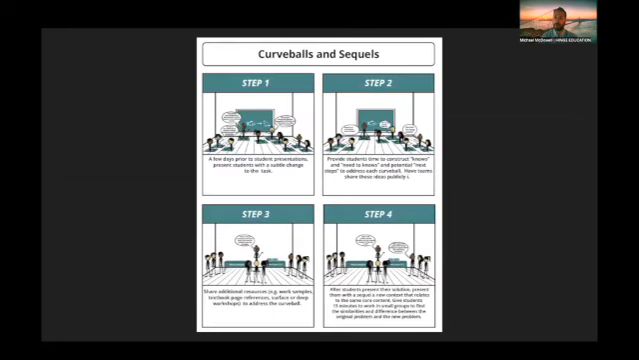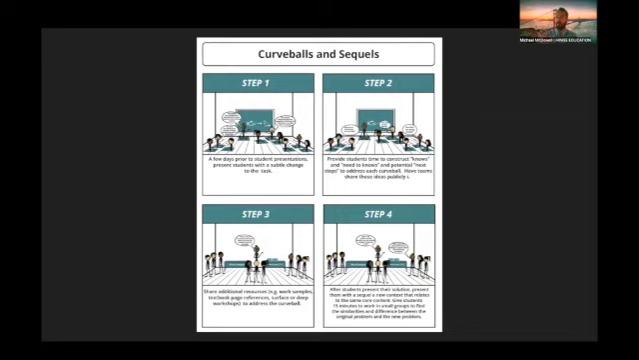Another one is curveballs and sequels. Love curveballs and sequels. The idea here is that as students are learning things, and maybe you're having them do a presentation, or they're writing a paper, or they are about to do a group project where they might be creating a poster or a PowerPoint or whatever it might be. One of the things that might be really helpful is that right before they're about to present and they're pretty close to being done, you want to throw a subtle change at them.